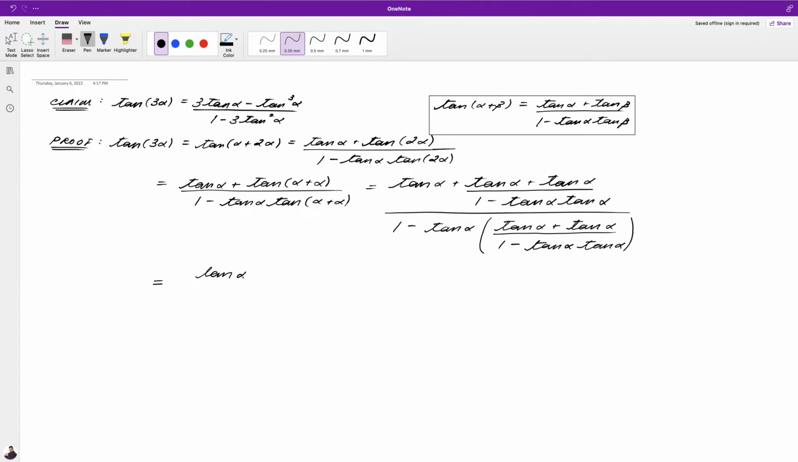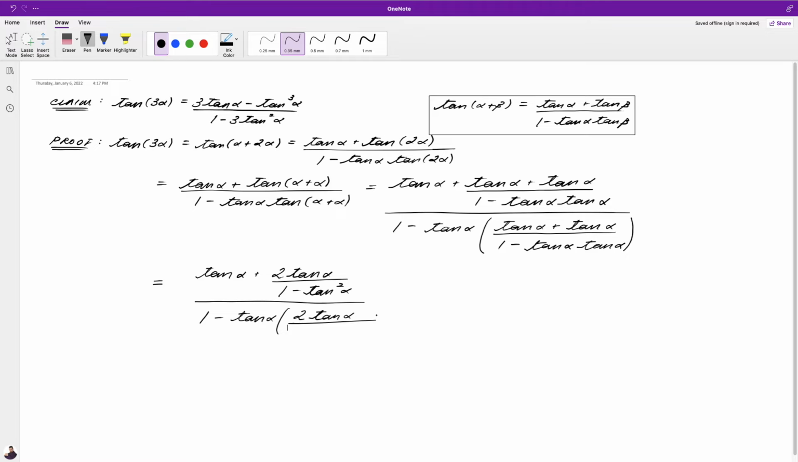We're going to have tangent alpha plus, and then tan alpha plus tan alpha is 2 tangent alpha. And then under here we're going to have 1 minus tangent squared alpha, since tan alpha times tan alpha is tangent squared alpha. And then right here we're going to have 1 minus tangent alpha, and then in parentheses, I'll still keep this in parentheses, we're going to have 2 tangent alpha, and then the same here, 1 minus tangent squared alpha.